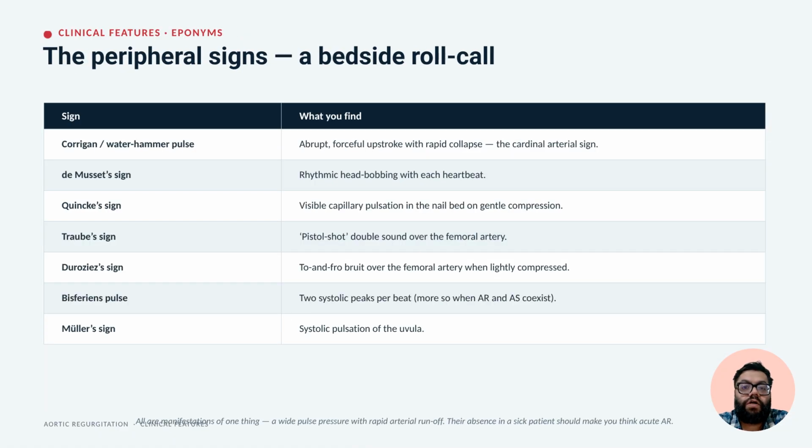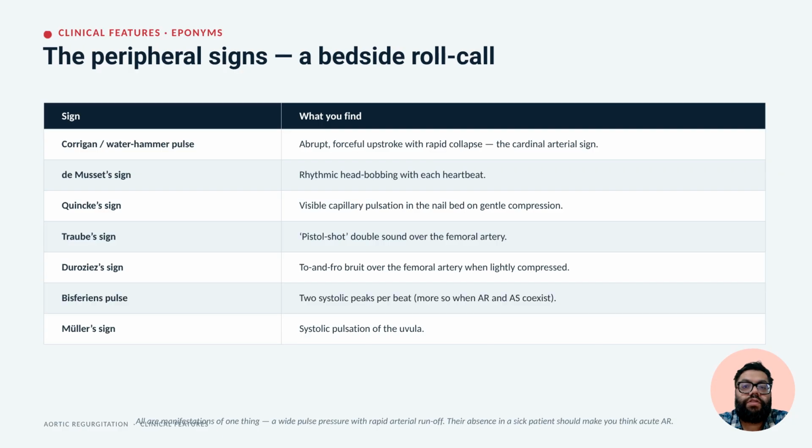Here is a bedside roll call, and the secret to remembering it is that these are not 7 unrelated party tricks, they are 7 windows onto the same wide pulse pressure. Corrigan's, the water hammer pulse, is the headline: a forceful upstroke that collapses just as quickly. De Musset noticed his patient's head nodding in time with the heartbeat. Quincke pressed a nail bed and watched the capillaries pulse.